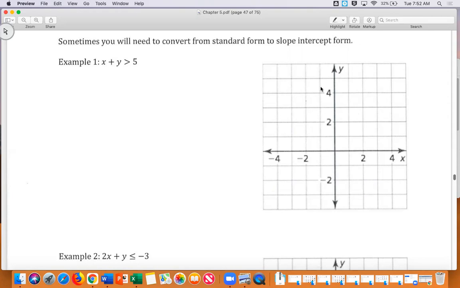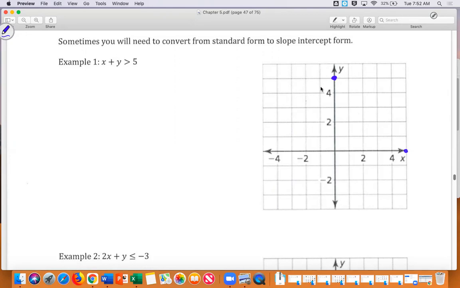Okay, so if you can recall the cover-up method, if we cover up x, we have y equals 5. Do you guys see that? I know it's in inequalities, but y equals 5. So everybody put a point at 5 on the y-axis. Now we're going to cover up the y, and we have x equals 5. So we're going to put a point there.